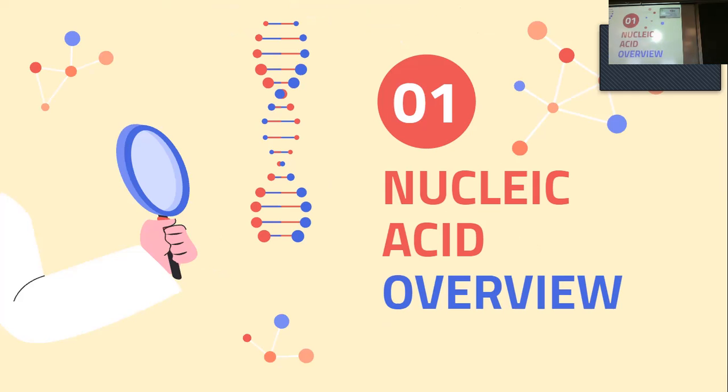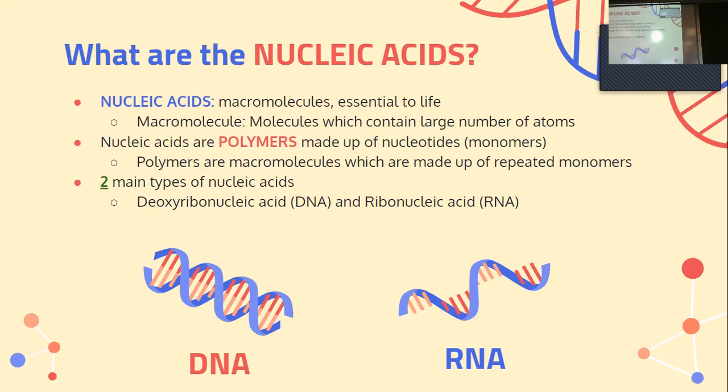All right, so nucleic acid overview. Nucleic acids are macromolecules which are essential to life. Macromolecules are a type of molecule which contains a large number of atoms. Nucleic acids are polymers, which are made up of nucleotides, which are the monomers. There are two main types of nucleic acids: deoxyribonucleic acid, also known as DNA, and ribonucleic acid, also known as RNA.